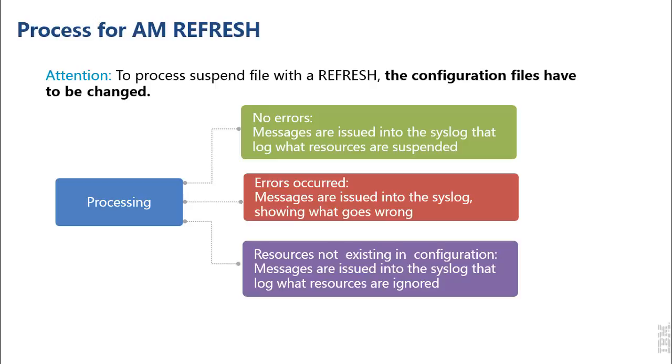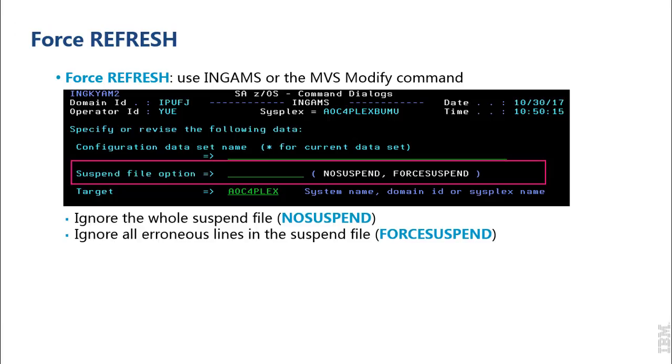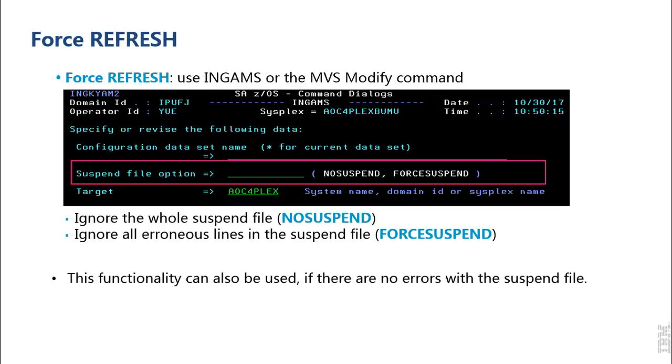If resources defined in the suspend file are not part of the configuration, informational messages will be written to the syslog, and these non-existing resources will be ignored. If you want to refresh anyway, use the INGAMS or the MVS MODIFY command with the new SUSPENDFILE option. You can specify NOSUSPEND to ignore the processing of the suspend file, or specify the FALSESUSPEND option to ignore the lines with syntax errors, and all other lines will be processed. This function can also be used if there are no errors with the suspend file, for example, when you want to refresh the configuration and completely ignore the suspend file.